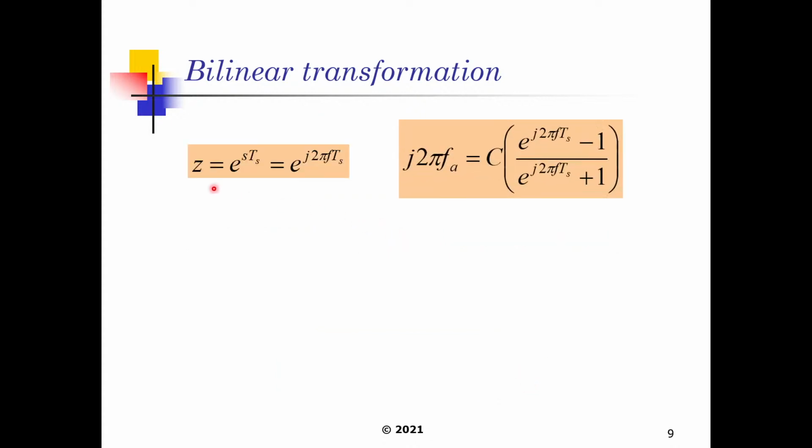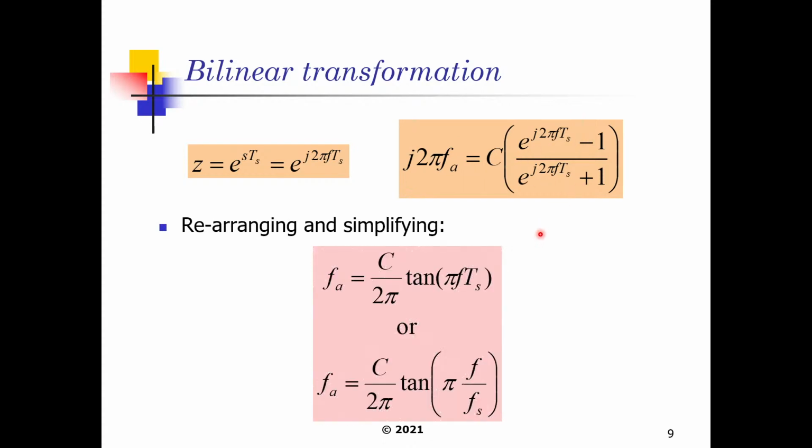And we know our Z equation is mapped to e to the power S T_S, so we can put in our S component here, which is j 2 pi f T_S. And we can substitute this accordingly into our S equation where we had Z minus 1 and Z plus 1. If we rearrange and simplify this, we can make the analog filter frequency the subject of the formula, where we can map our analog filter frequency to our digital filter frequency as a function.